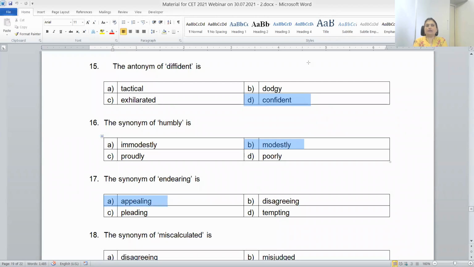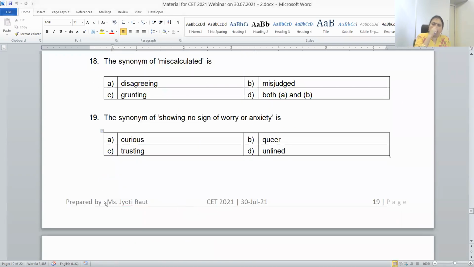Children, endearing means something which is very likable. You know, you like something, it's very attractive, very pleasing to your eyes. You like it. So appealing. Children, synonym of miscalculated. What is the synonym of miscalculated?